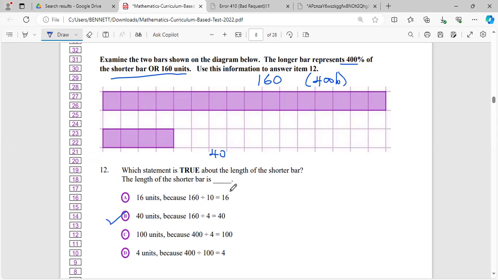But not only that, as you look on B, you can see that if there is 160 units in the longer one, and this one has 4 squares, while that other one has 16 squares, you obviously know that it's 4 times smaller. That is it. Good thinking. I love that.